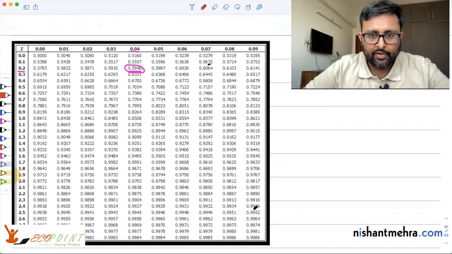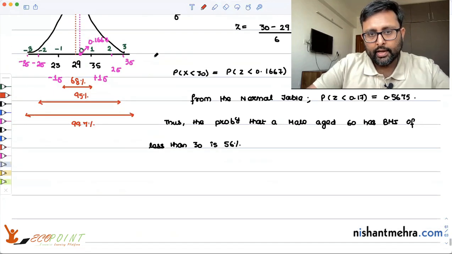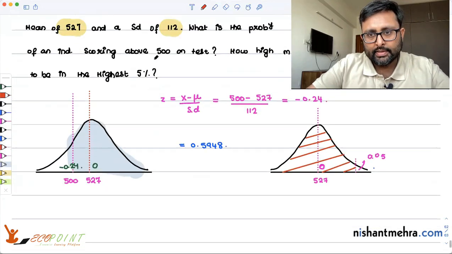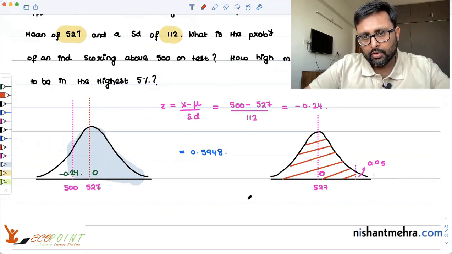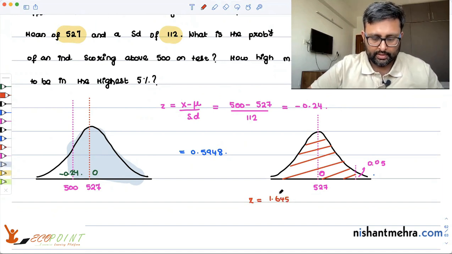So 0.95 from the Z table will look like what? I need to find out 0.95 somewhere here. Yeah, 1.6, and from here it is 5. So I'll take a 1.6 here, and this is 0.05. So in terms of the Z distribution, this comes out to be 1.645.